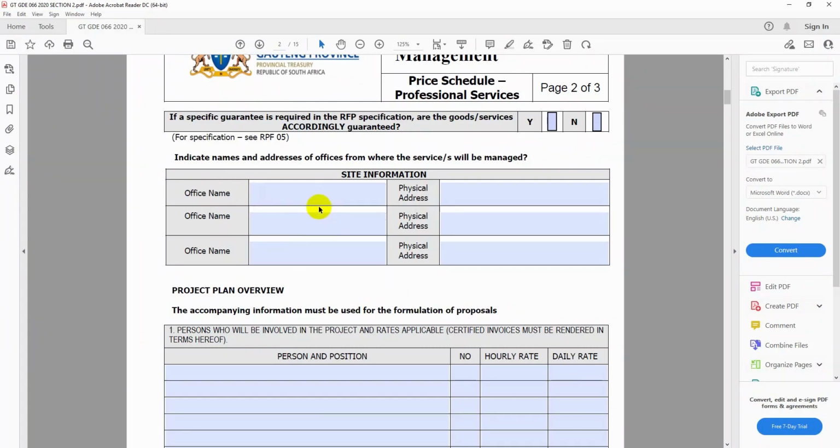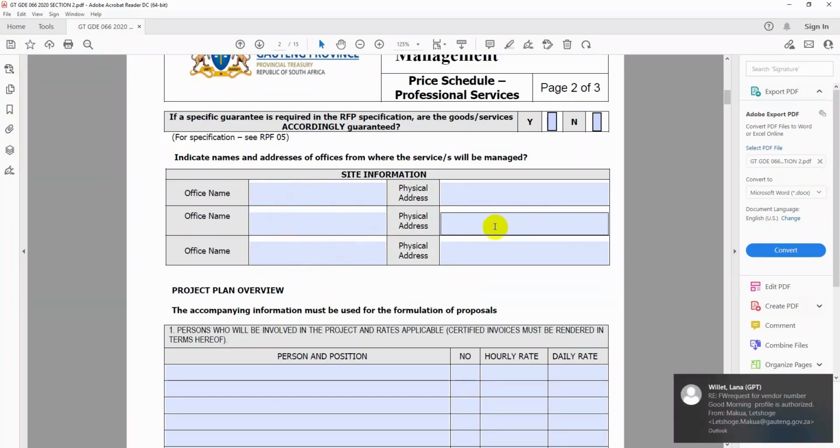If there are those departments that will provide you a smaller office where you will be managing your services from. And for other addresses, this will be the address where your company is run from, so you will put your physical address there. If you have one office, it's still fine. You can run your office from wherever. You'll put the office name and then the physical address.